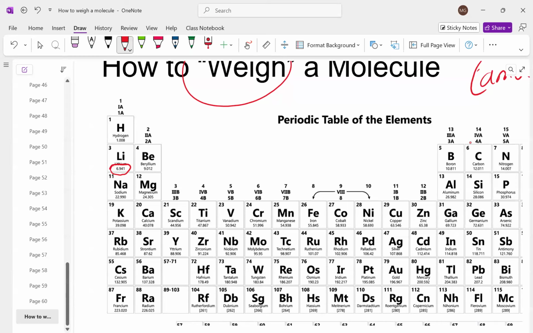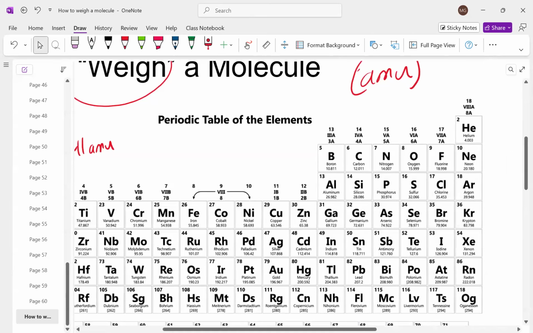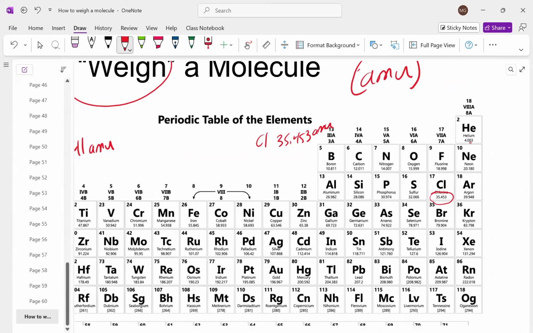Now remember that number there is an average of all the isotopes. It's the average atomic mass. And so that's what we use when we're going to calculate how much one single atom of lithium weighs. And in this case, lithium would have a mass of 6.941 atomic mass units. Now, if I look at chlorine on the other side here, chlorine's mass is 35.453 atomic mass units.